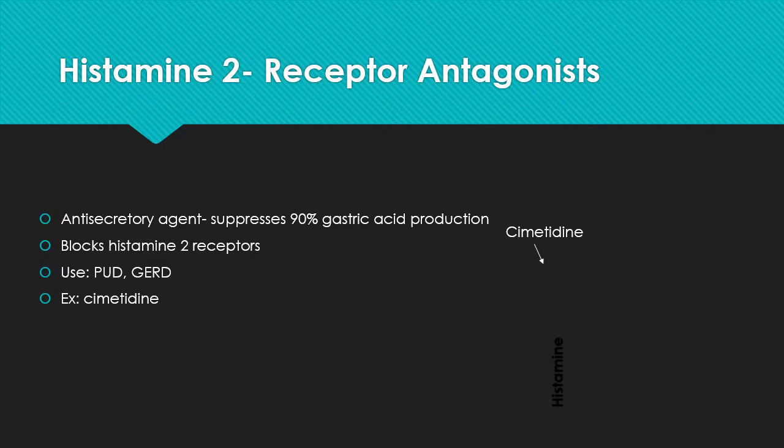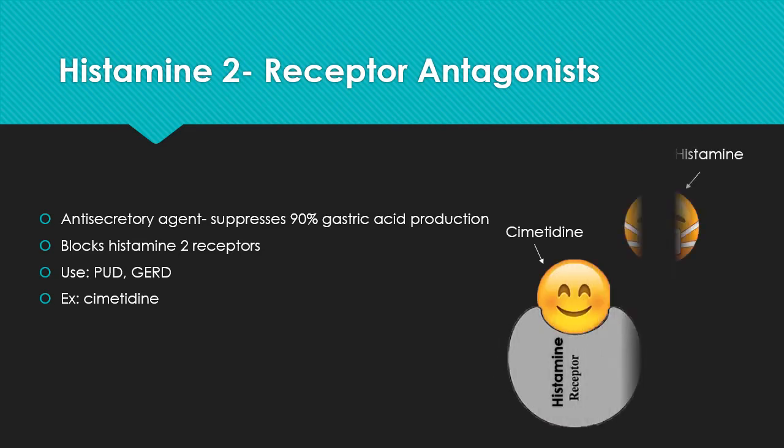Drugs in the histamine 2 receptor class are used to treat peptic ulcer disorder. Histamine 2 receptor antagonists suppress 90% of gastric acid production. In this case, histamine is responsible for acid production, but the drug is preventing it from binding with the receptor, which is why it is antagonistic. This results in less acid production. These drugs are used for treating and preventing ulcers and GERD.